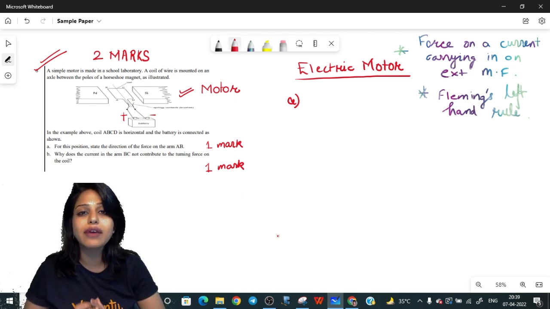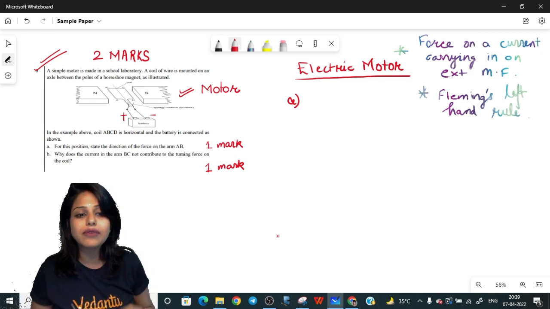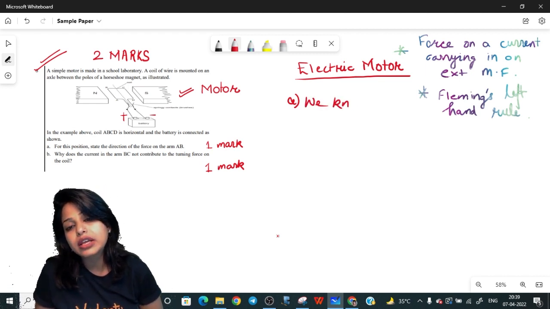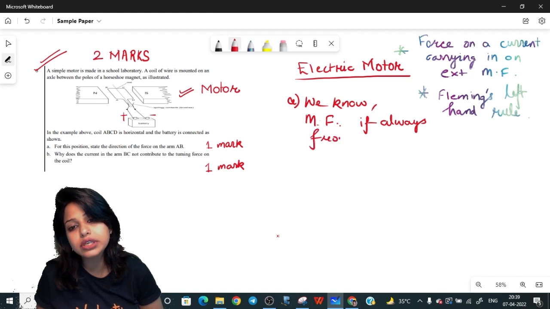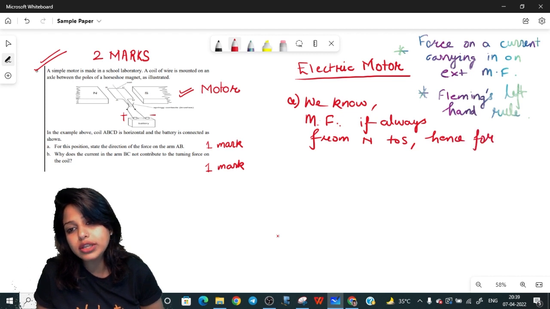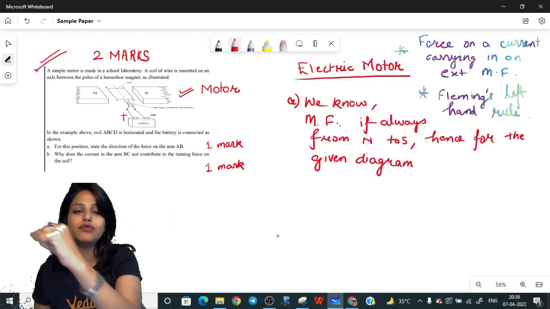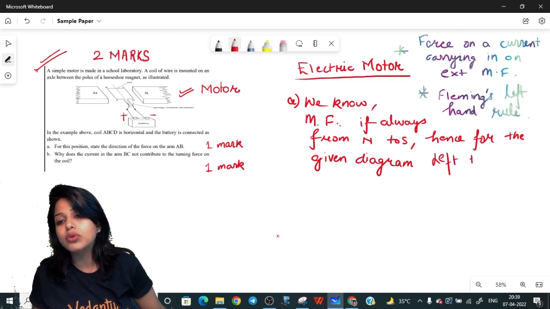For part A, we have to take only arm AB and tell what is the force on it. For that, I first have to tell the direction of the magnetic field. Now we know the magnetic field is always from north to south. Hence, for the given diagram, I can definitely mention that it is going from left to right. This is my point number 1.